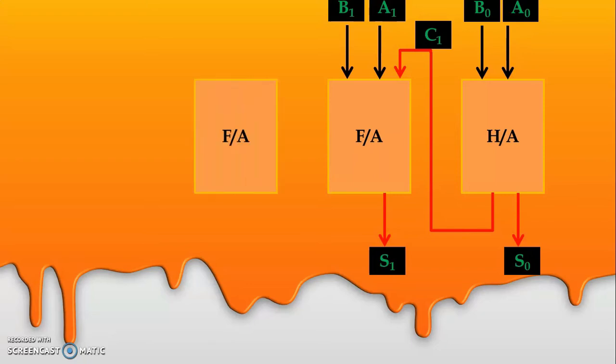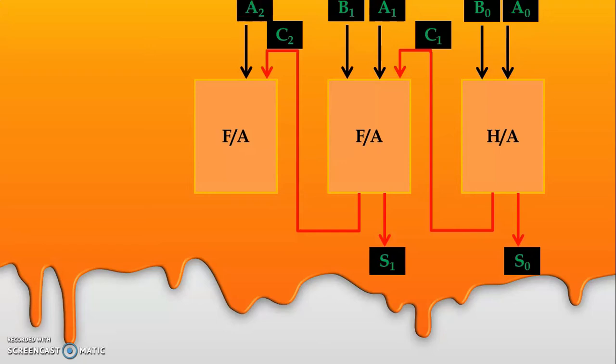We have the third full adder. Again, if the carry is generated from the second stage, that is C2, it is transferred to the third full adder. We have another pair of inputs, that is A2 as well as B2, and we have a summation, that is S2, and that is the summation of A2 plus B2, and C2 also.